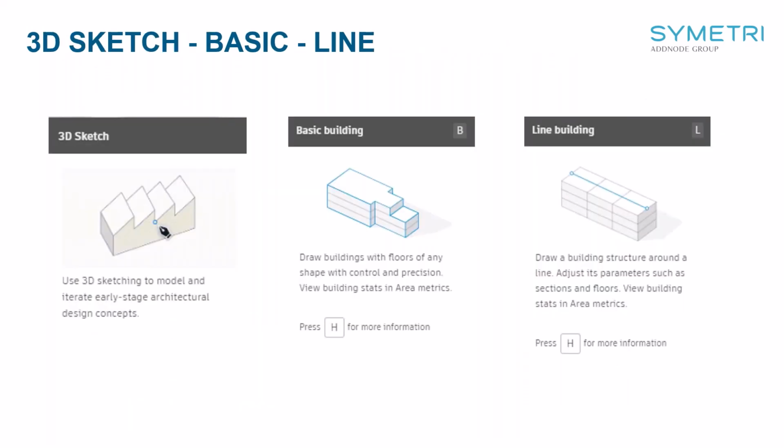All right, moving along. So, quick overview, 3D sketches. 3D sketches are meant for the early design phase, you know, to quickly get an idea out and then further be developed. But they don't apply to area metrics. Basic buildings are a little bit more malleable, or less malleable, but count towards your area metrics. And then line buildings are single function, basically a line of spaces.